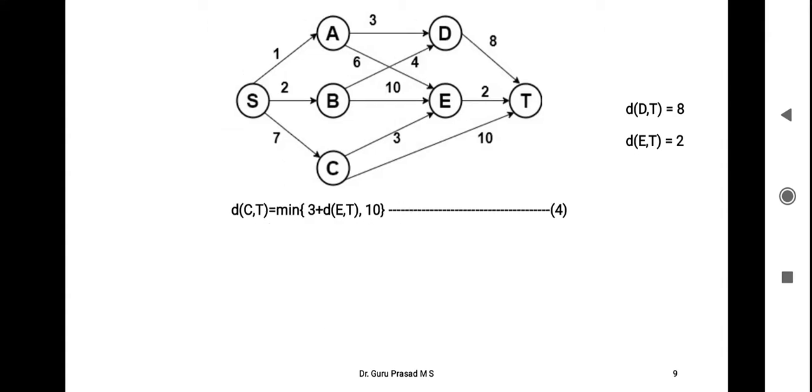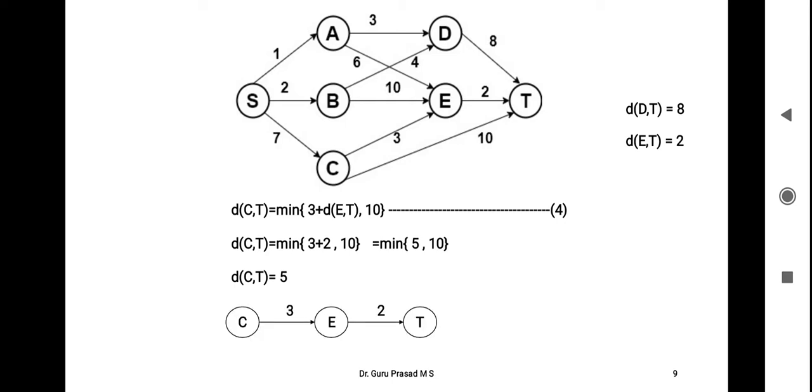Equation 4, d of C comma T equals minimum of 3 plus d of E comma T, 10. Substitute d of E comma T in equation 4. D of C comma T equals minimum of 3 plus 2, 10. That is equal to minimum of 5, 10. The minimum value is 5. D of C comma T equals 5 and the path is C to E, E to T. C to E value is 3 and E to T value is 2.